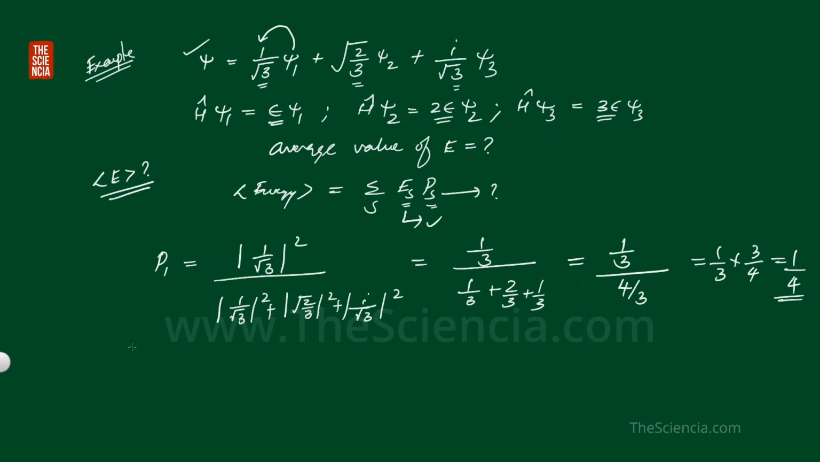Similarly, we have to find P2. That is, P2 is equal to the modulus of root 2 by 3, whole squared, divided by this value.